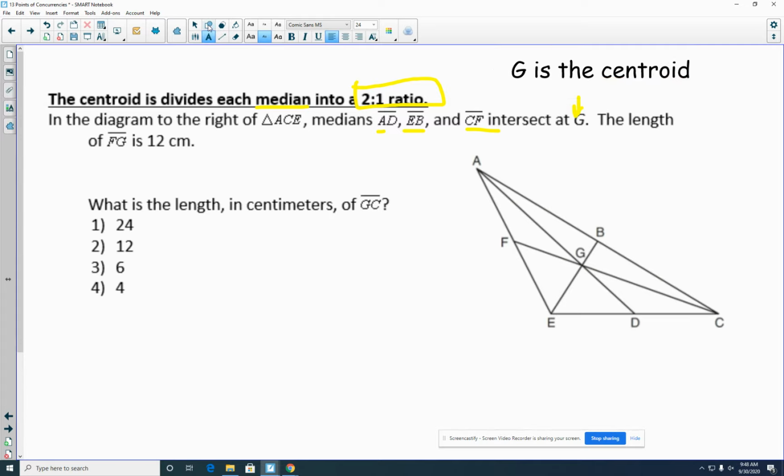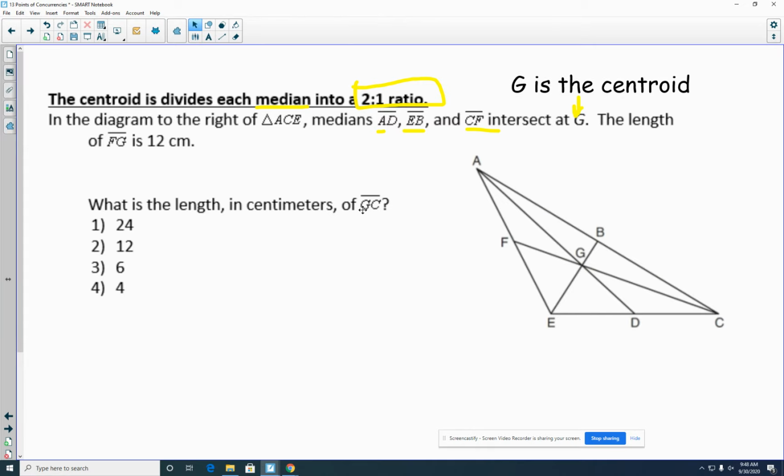Okay. So since G is the centroid, that means that G divides AD, EB, and CF into a 2-to-1 ratio. Okay? So now FG is 12. So let's take a look. From F to G, so from here to here, is 12. Okay. So I'm going to highlight our first key piece of information.